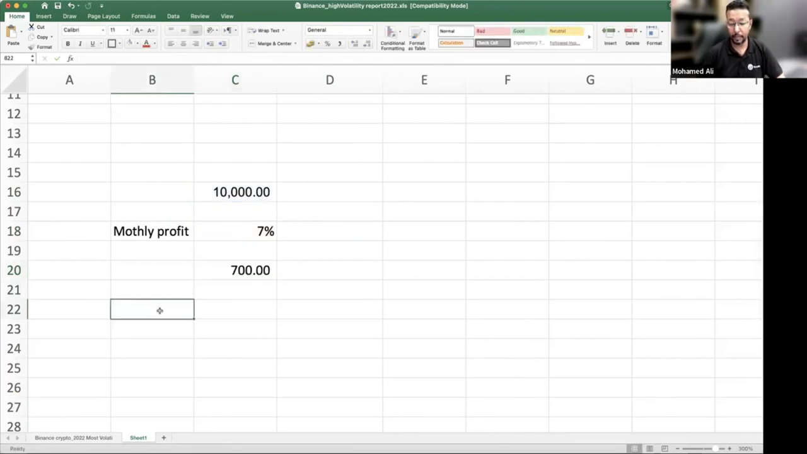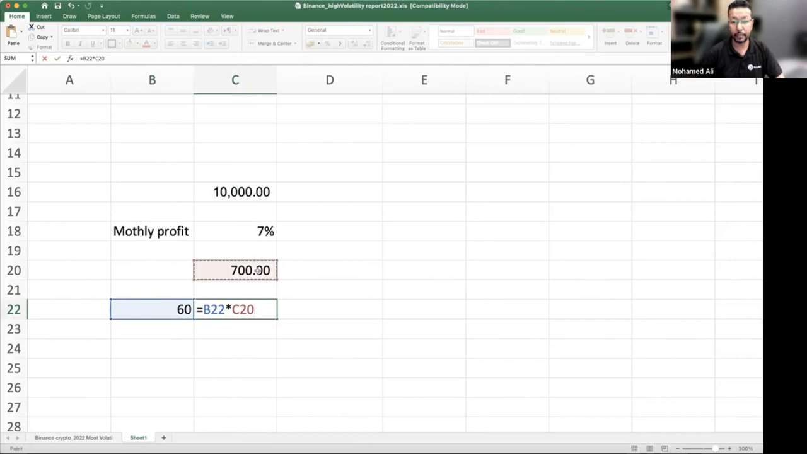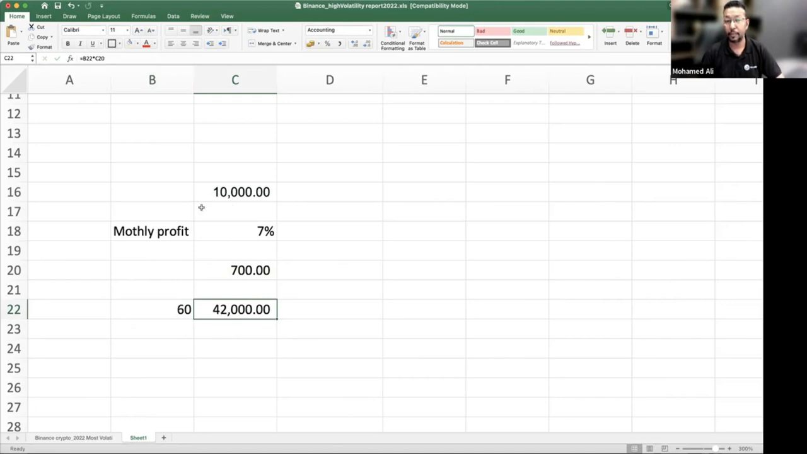So in 5 years, how many months do we have? 12 multiplied by 5, that's 60 months. So we have to basically multiply the 60 by the 700. That means you're going to make $42,000 in profit in 5 years. This is without compounding. And with compounding, it was $600,000. So this is the effect of compounding.